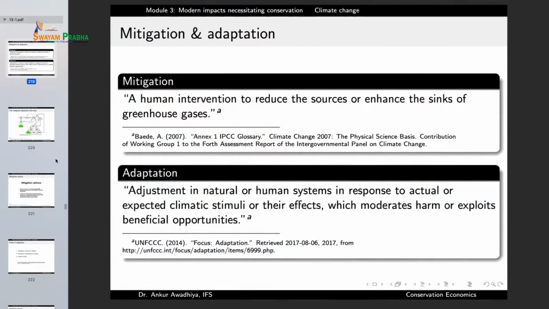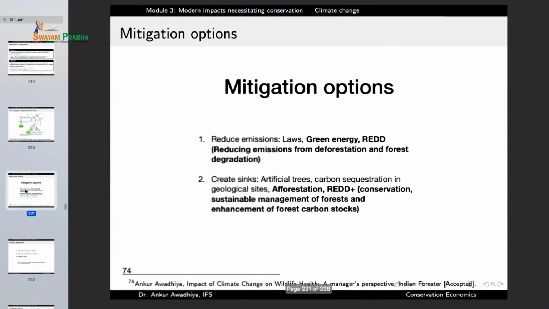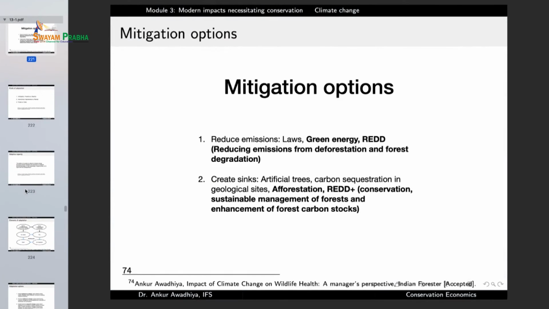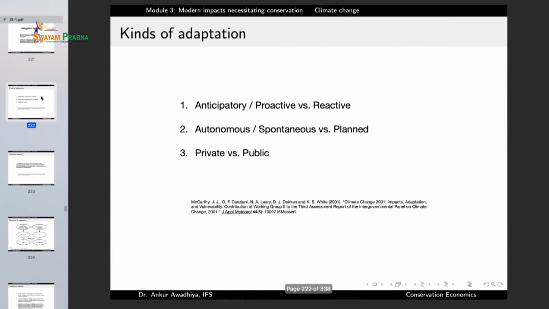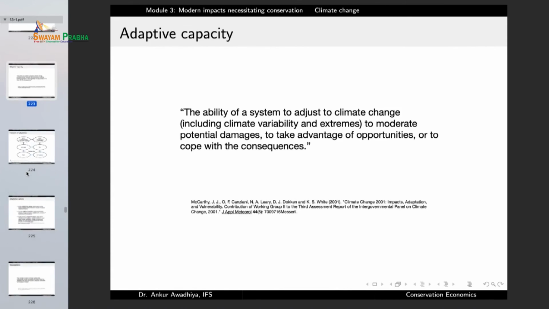So we have these two options, and often both of these options work together. So mitigation options are those that reduce emission or those that create sinks. And there are three different kinds of adaptations: anticipatory versus reactive, or autonomous versus planned, and private versus public. And there is an adaptive capacity, which is the ability of a system to adjust. And if we cross the adaptive capacity, then in that case, we will not be able to perform the adaptation.